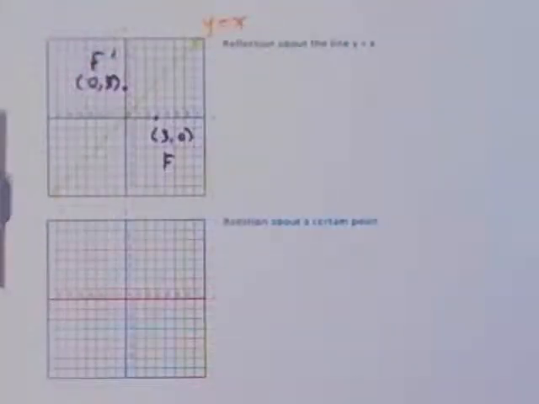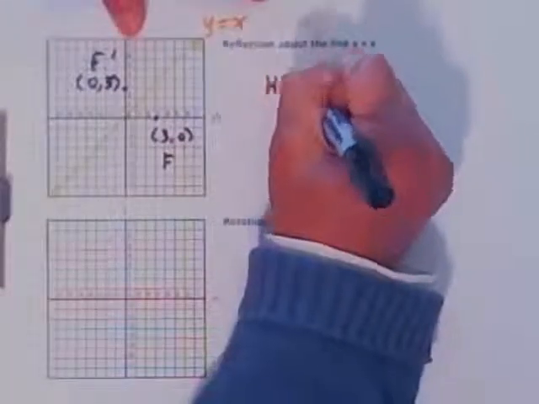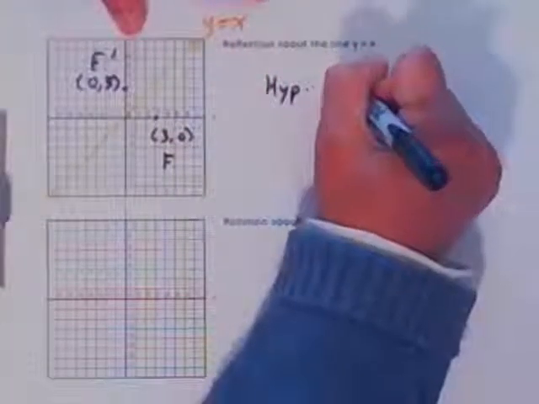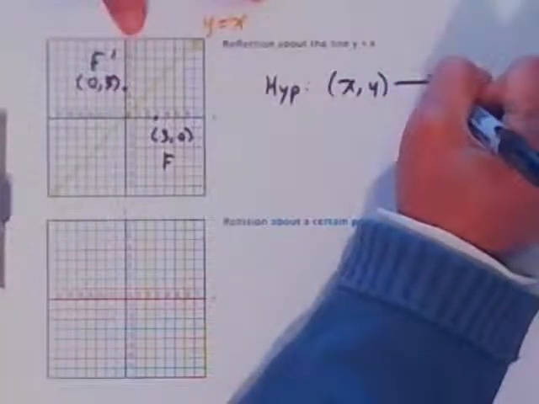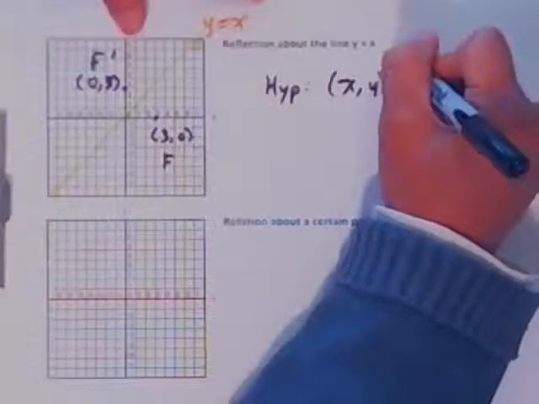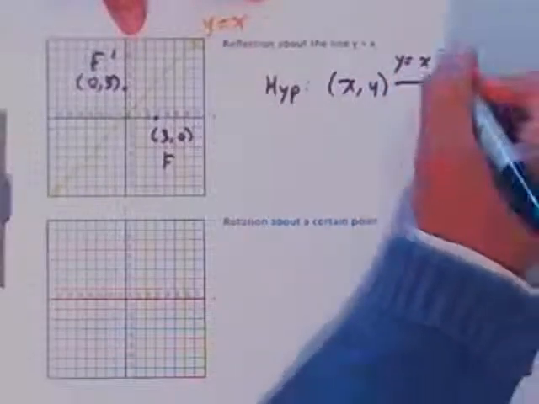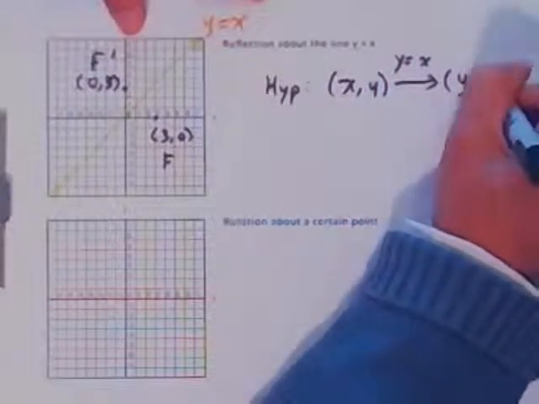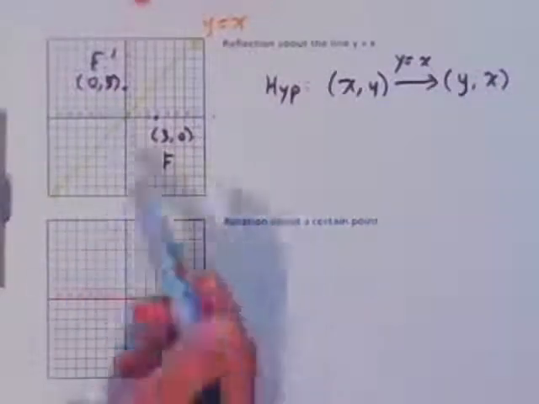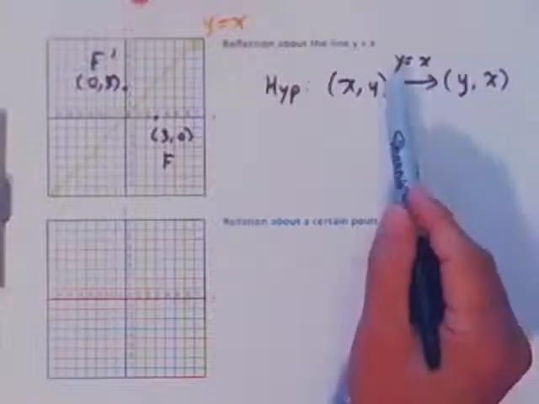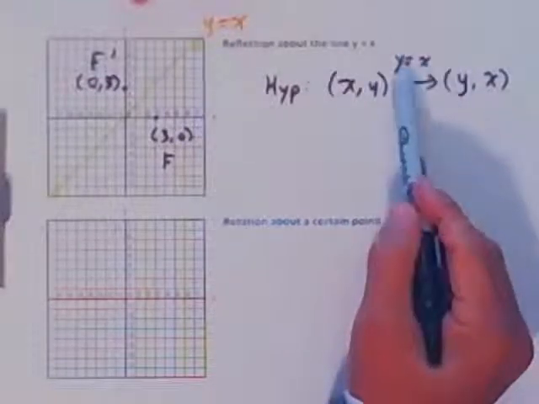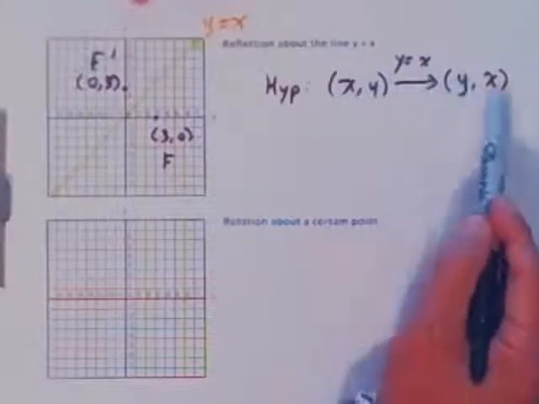So let's put on our scientific hat again, and what would our hypothesis be? Our hypothesis says that a point x, y that is reflected about the line y equals x should become y, x. Notice 3, 0 became 0, 3. There's no negatives involved. Think about this, y equals x. Didn't the y and the x get switched?